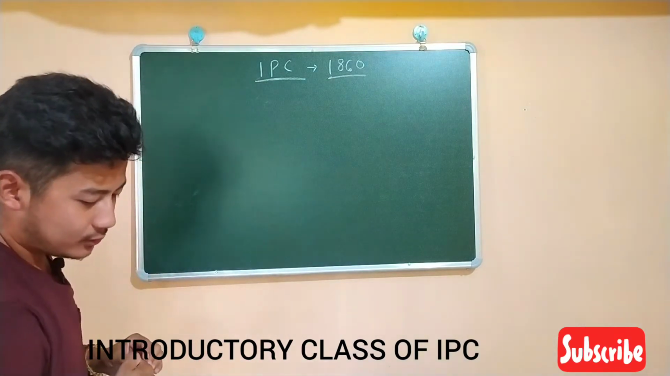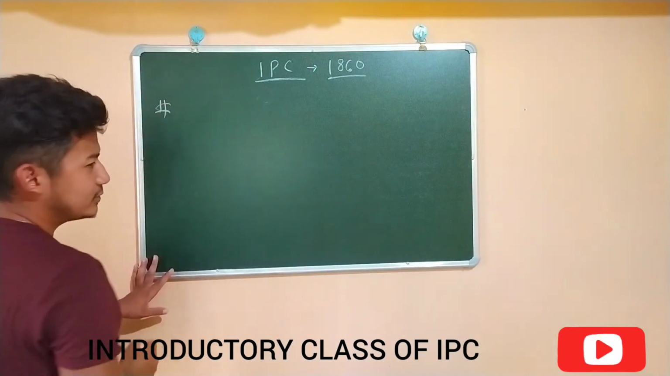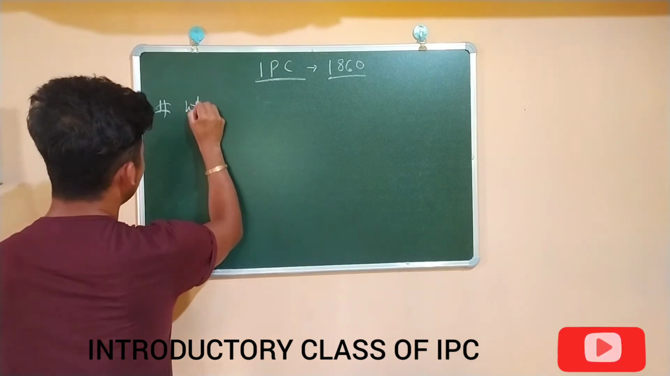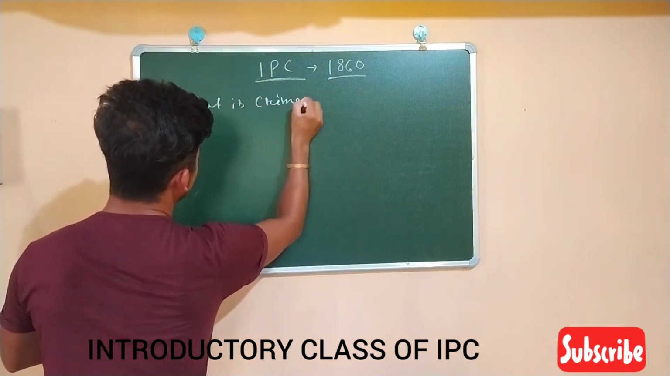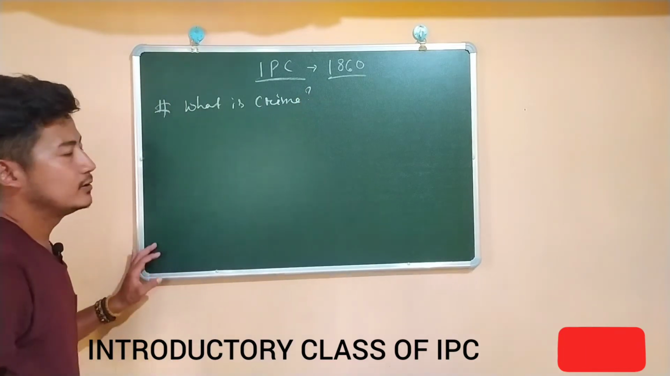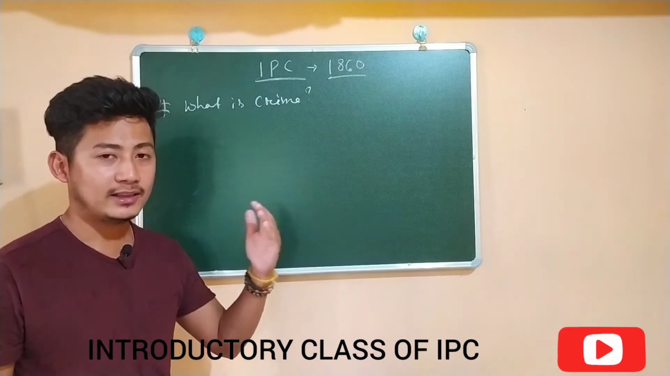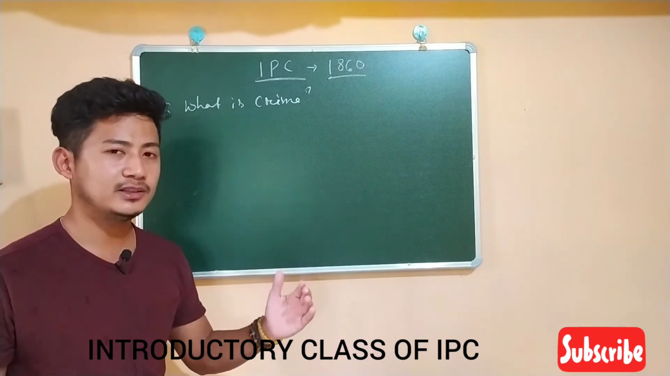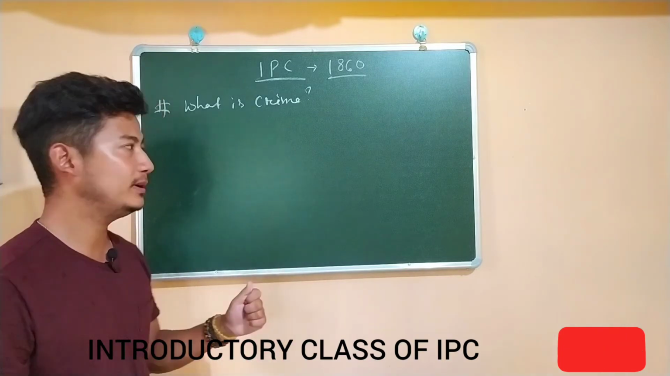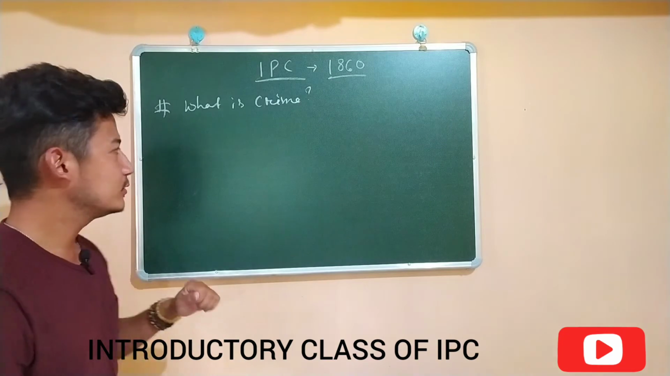Now the question arises. We are going to see certain questions today. So what is crime? The first question is: what is crime? Crime is an act, either a commission of an act or an omission of an act, which is made punishable by a particular law, that will be considered as a crime.